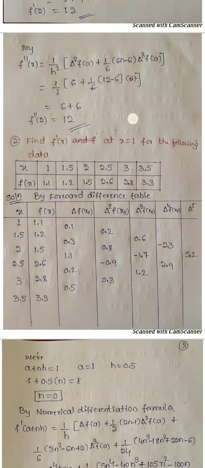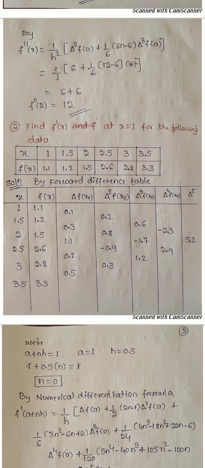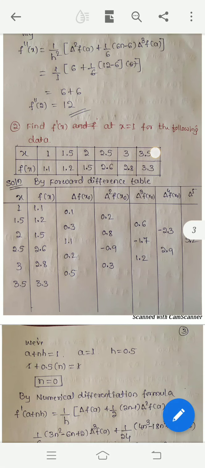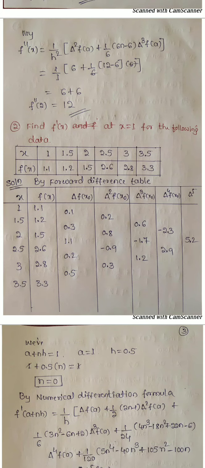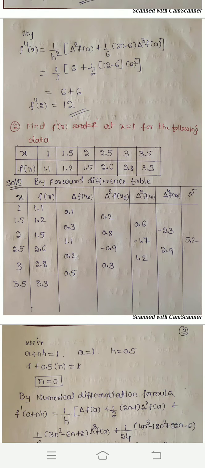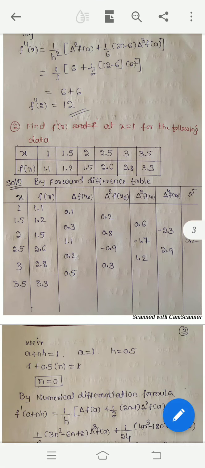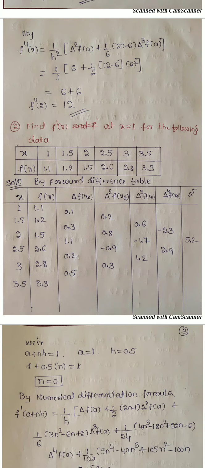Similarly, take another example. Find f dash of x at x equal to 1 for the following data. Here the x values are given by 1, 1.5, 2, 2.5, 3, 3.5. The y values are given by 1.1, 1.2, 1.5, 2.6, 2.8, 3.3. So first we have to construct the forward difference table.